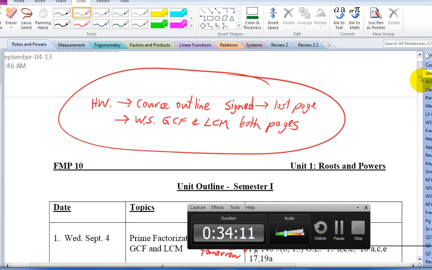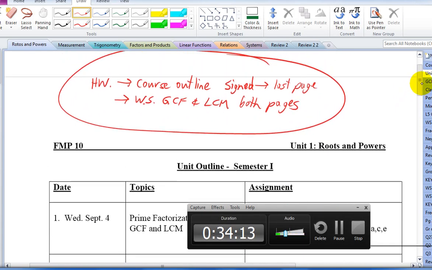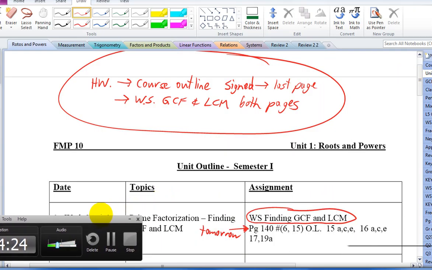As well, don't forget you need the course outline signed. So there's your homework. You can write in your agenda if you want. Course outline signed, that's the last page. And the worksheet should be the GCF and the LCM.